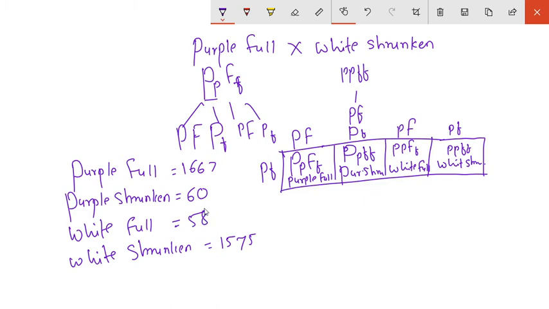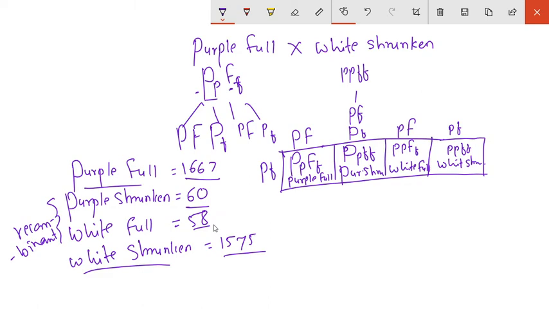Now we have to calculate the distance between this P and F. The parental combinations are more, that is the purple full and white shrunken. And these two are the recombinants, and these recombinants are very few, only 60 and 58.